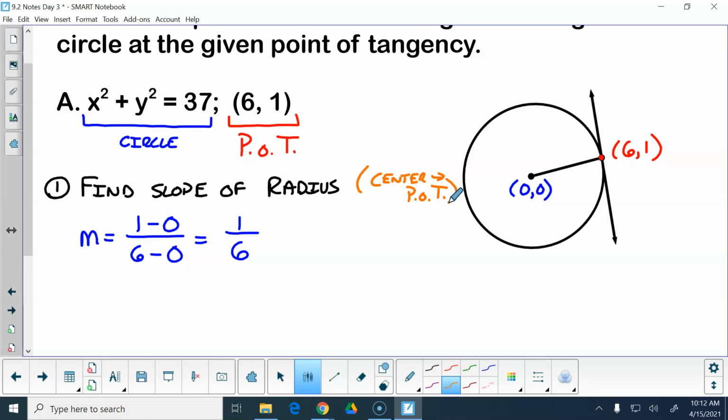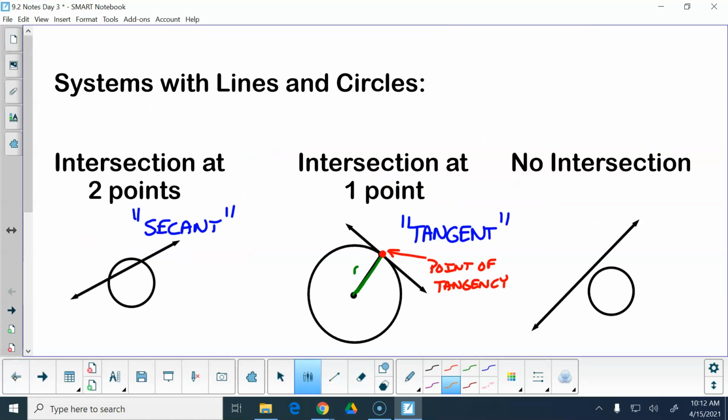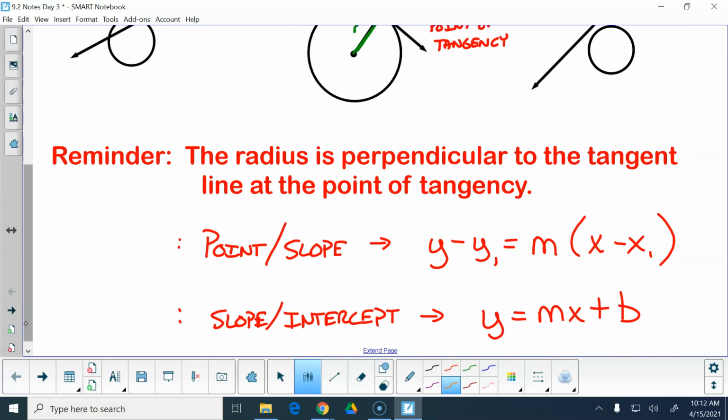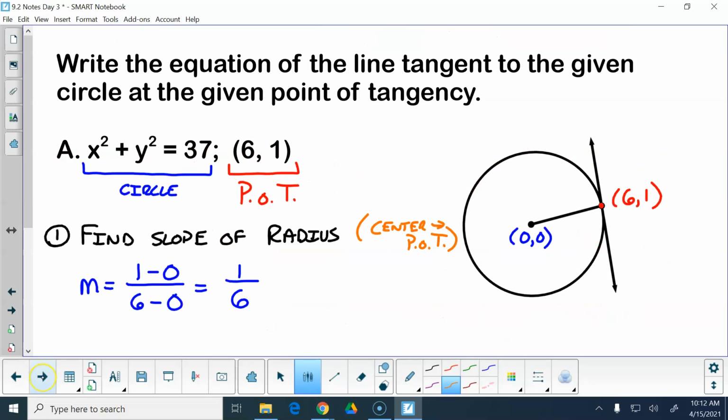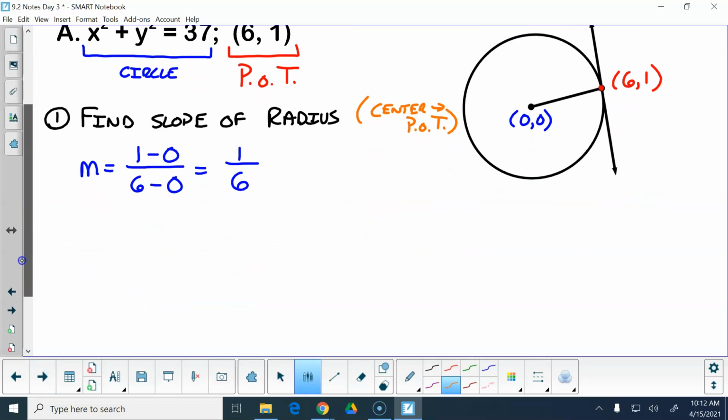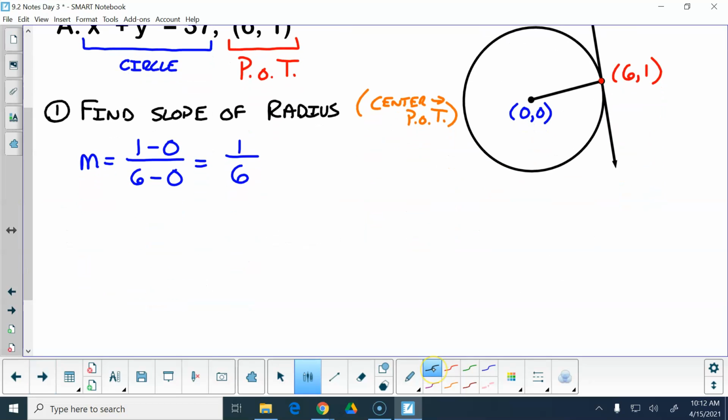Now, let's go back here. The radius is perpendicular to the tangent line at the point of tangency. So now what we have to do is find the tangent line's slope.